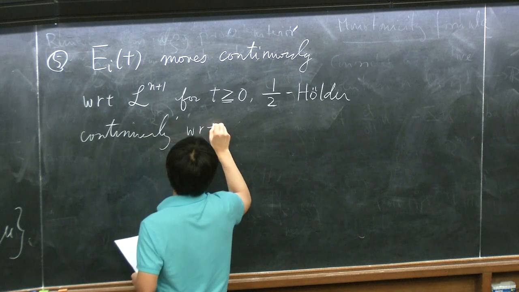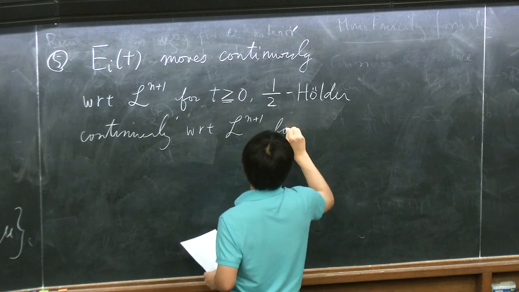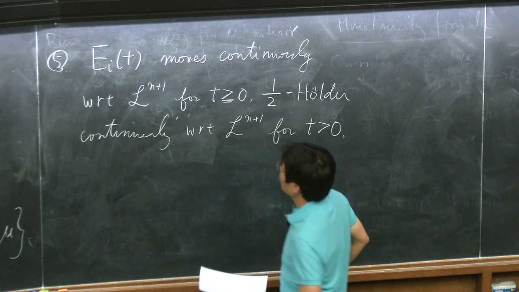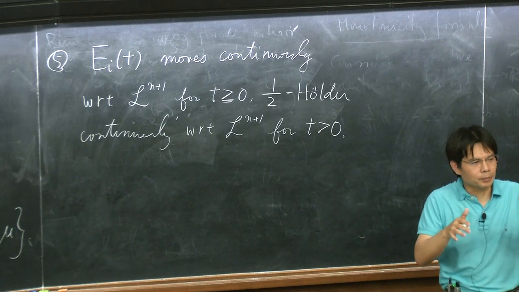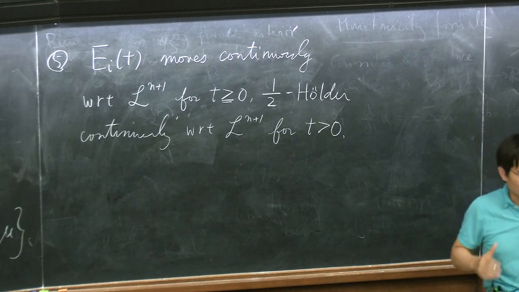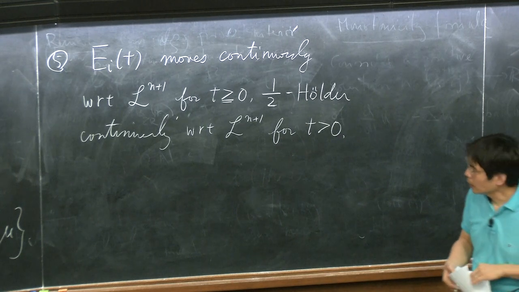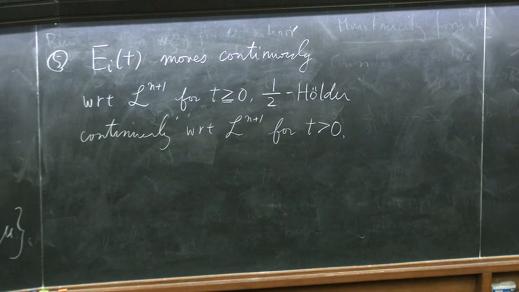Again, with respect to Lebesgue measure for t strictly positive. When t equals 0, it's just continuous, but when time elapses a little bit, then it moves Hölder continuously. I should mention that this set can, after a while, become the empty set. I'm not claiming that they are not empty. After a while, in fact, they will mostly be empty except for one.